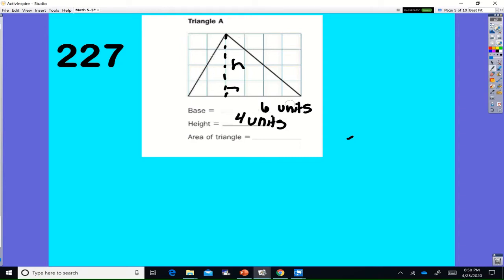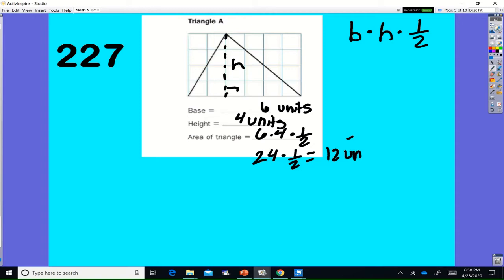Now area of a triangle is a little different. We just talked about how it's base times height times half. So just like your parallelogram, we're going to do 6 times 4. Then we're going to times that by half. So 6 times 4 is 24. Times that by a half. Half of 24 is 12. So it's going to be 12 units squared.